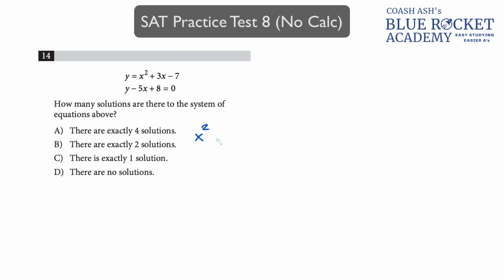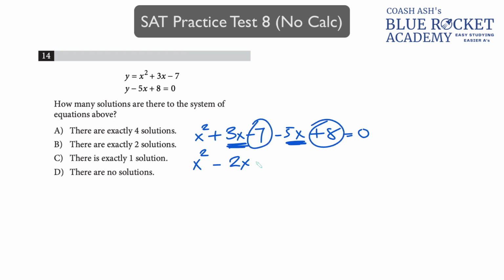So you've got x squared plus 3x minus 7, and then just copy this down: minus 5x plus 8 is equal to 0. Now you just group them together. So you copy down the x squared, then the 3x, combine it with negative 5x, you get minus 2x, and negative 7 plus 8 gives you a plus 1, and that's equal to 0. So x squared minus 2x plus 1 is equal to 0.